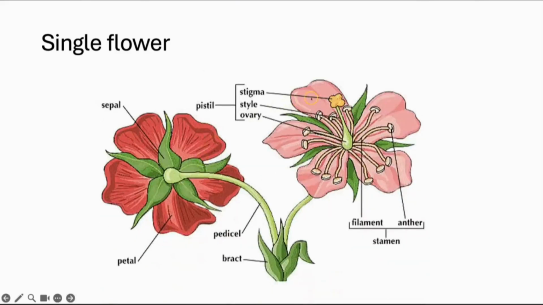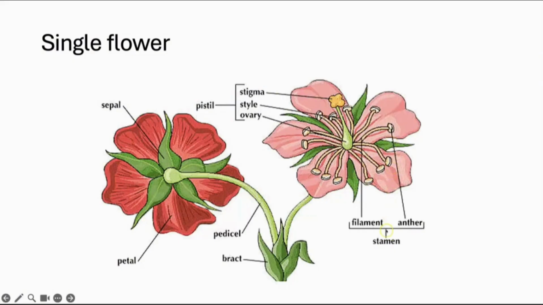In this picture we can see the different parts of a flower. The stem which holds the flower we call pedicel, and in some flowers you can see the green color structure called bract, and the colored one we call petals, and the green color we call sepal, which holds the petals. And in front view we can see stamen as well as pistil. So these are the reproductive organs.